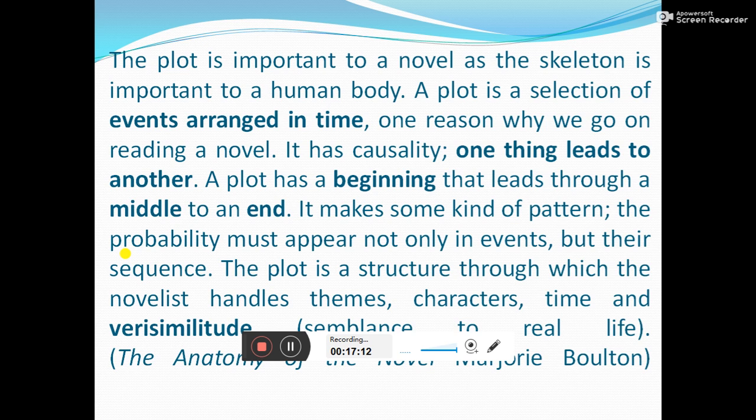The probability must appear not only in events, but in their sequence. This word sequence has again come up. The sequence of events in a novel. In the beginning there is introduction or exposition. After the introduction of the characters, the conflict develops. After the conflict develops, the actions take a turn in such a way that they reach a climax, and after the climax, there is the resolution of the conflict, not the other way around. Unless and until the themes, the conflict and the characters are introduced or exposed in the initial chapters of the novel, the reader will find himself confused. Therefore, this probability in the events is important.